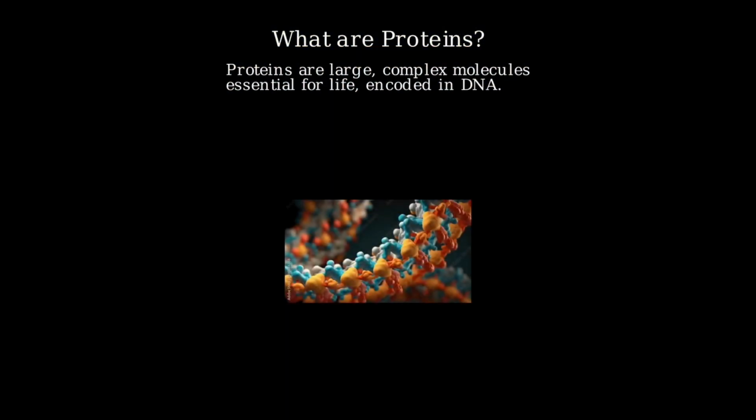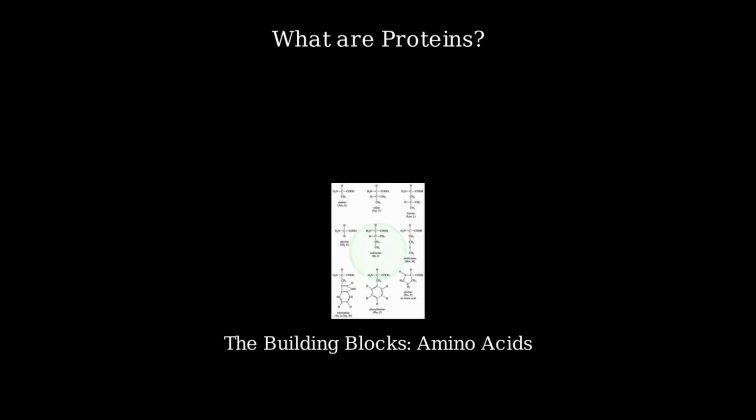Proteins are complex biomolecules that are essential for all forms of life. Their sequences are encoded in DNA, which provides the blueprint for building these vital molecules. Proteins are made up of building blocks called amino acids. There are 20 standard amino acids that combine in different sequences to form proteins with unique structures and functions.